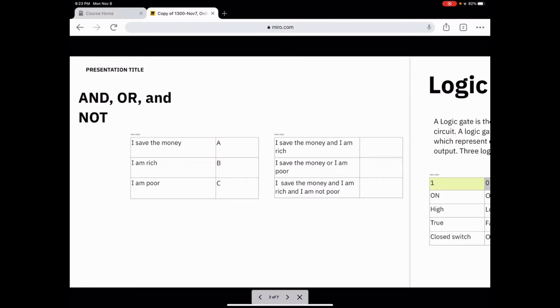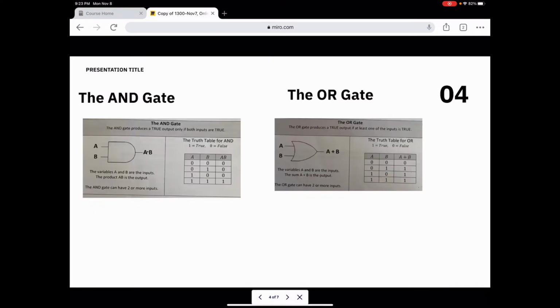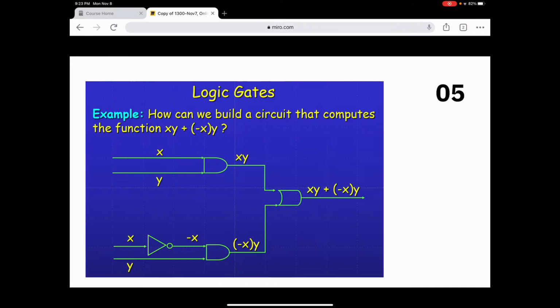And then we're going to talk about the truth table, and we're going to work a little bit more on truth tables next lesson. But I'm going to introduce a little bit of it today, and also we're going to draw the different logic gates that represent circuits, and write them out as a Boolean expression.